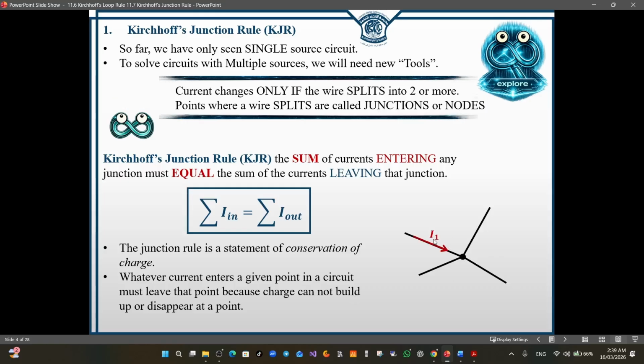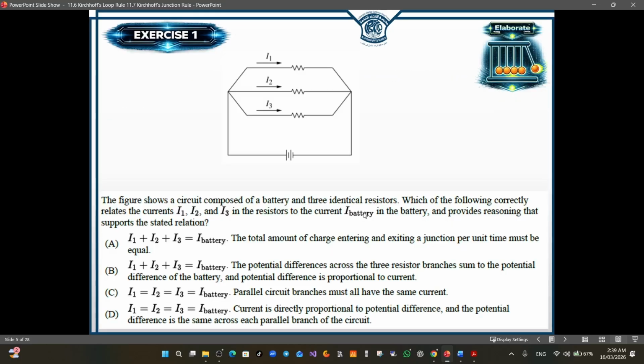Now let's assume that I1 is entering the junction as well as I2 and I3. Only I4 is leaving the junction. Applying Kirchhoff's junction rule, we can write the I in are I1, I2, and I3, and the I out only I4, or we can rewrite it in this way: I1 plus I2 plus I3 minus I4 is equal to 0. Now the last equation represents a linear equation. By solving this linear equation, we can easily find the missing current.